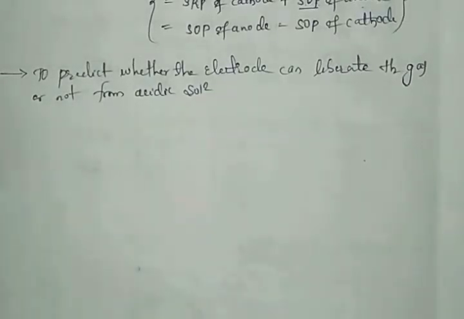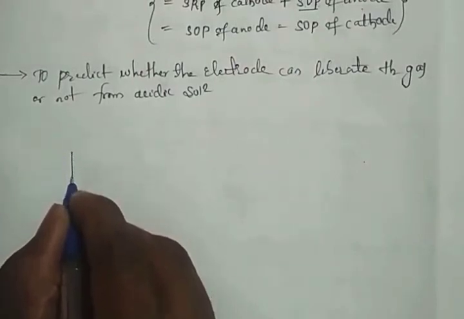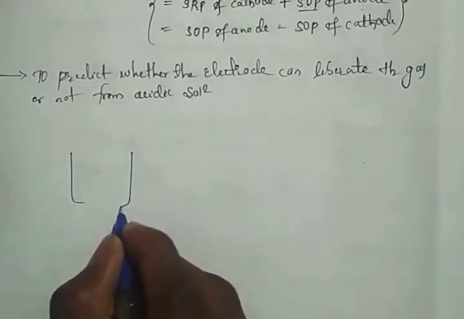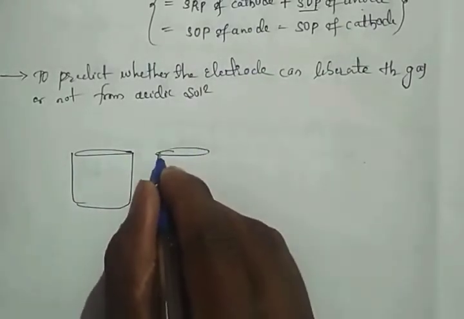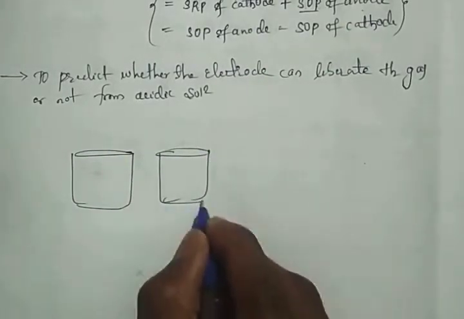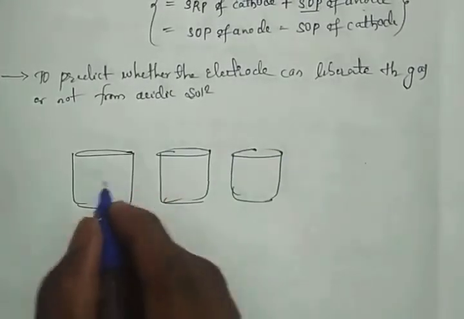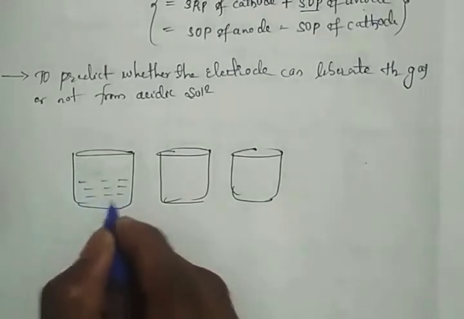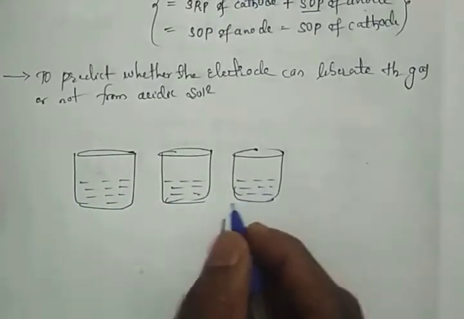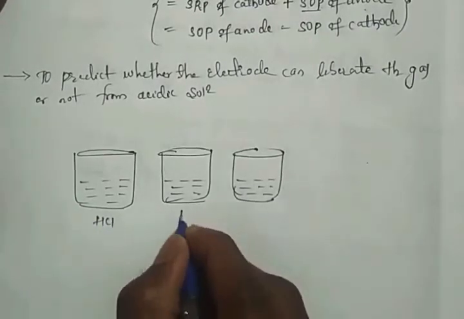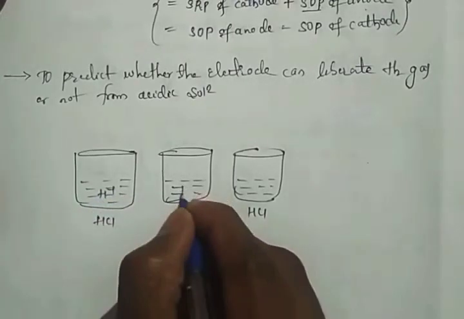So here let us take one example. I have considered 3 beakers: beaker number 1, beaker number 2 and beaker number 3. Let us take hydrochloric acid, HCl, in these three different beakers. In all the cases the acid HCl is taken, which contains H plus ion.